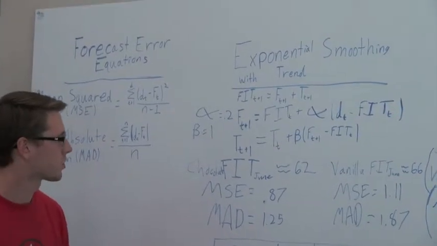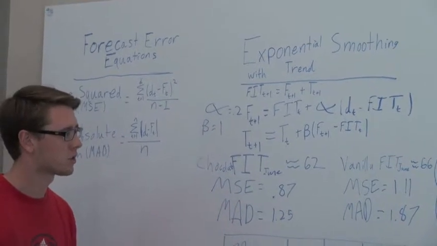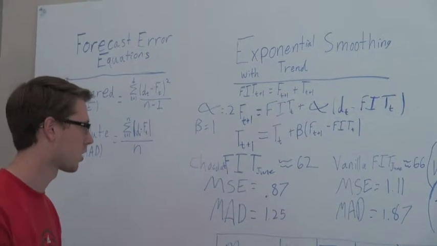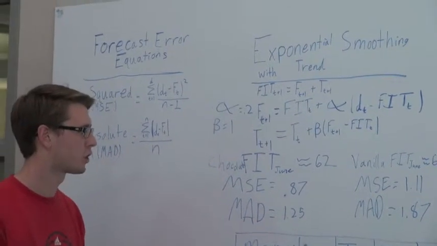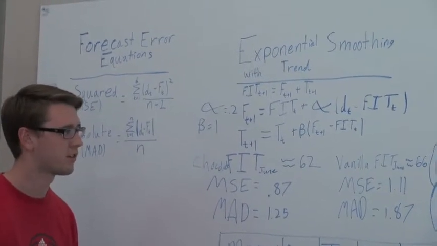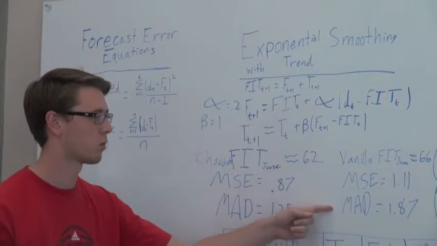Alright, so for the exponential smoothing for chocolate, I determined that we will sell approximately 62 cones in June, and for vanilla, 66 cones. The mean squared error for chocolate will be 0.87, and the absolute deviation will be 1.25. For vanilla, it will be 1.11 and 1.87.